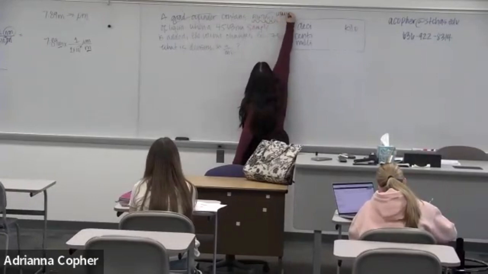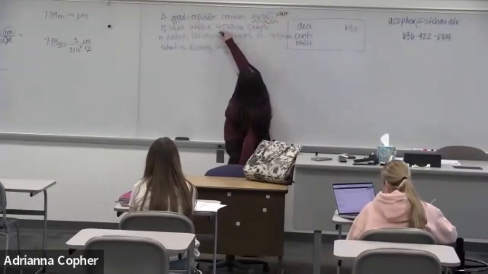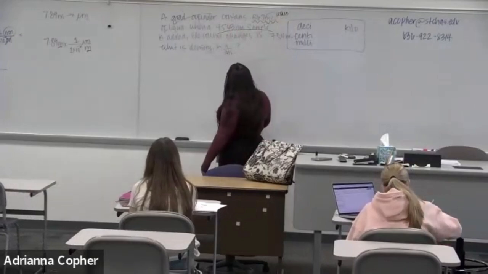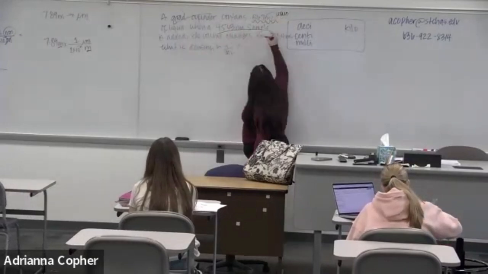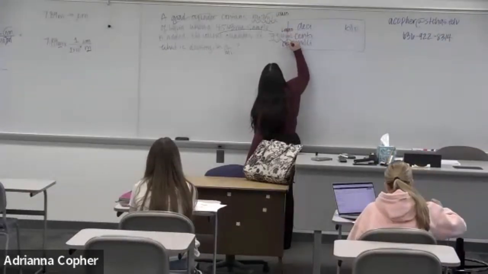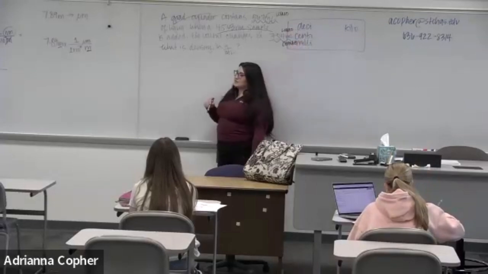This is the weight of my sample, so that has to be important, right? Because we're doing density, which is mass and volume. When the sample is added, the volume changes to this much. What is the density in grams per milliliter?